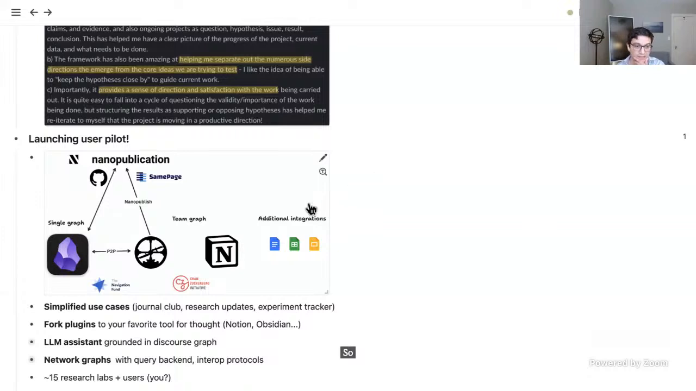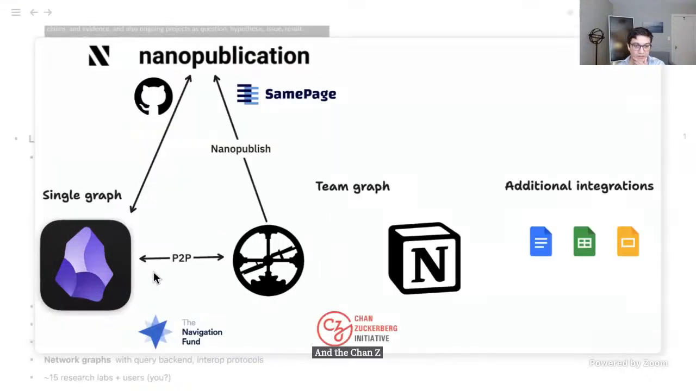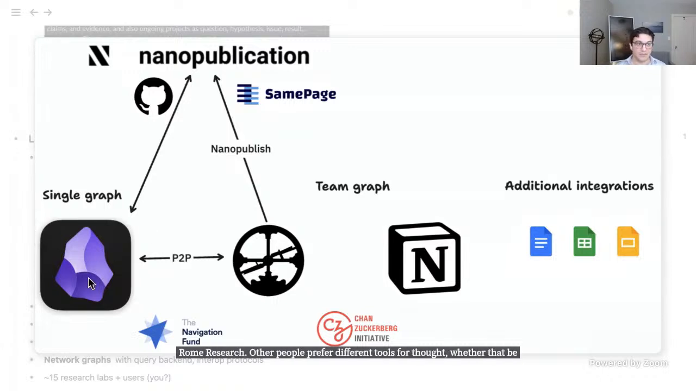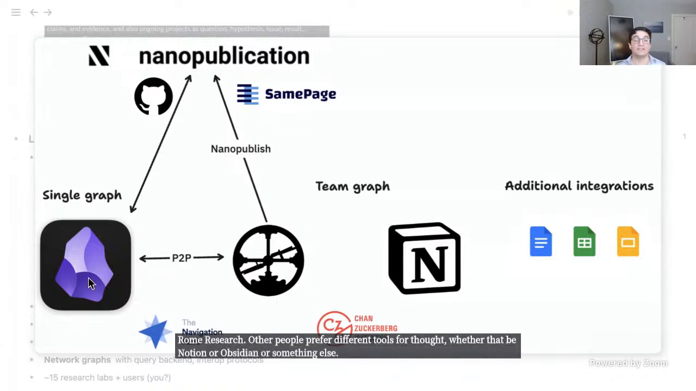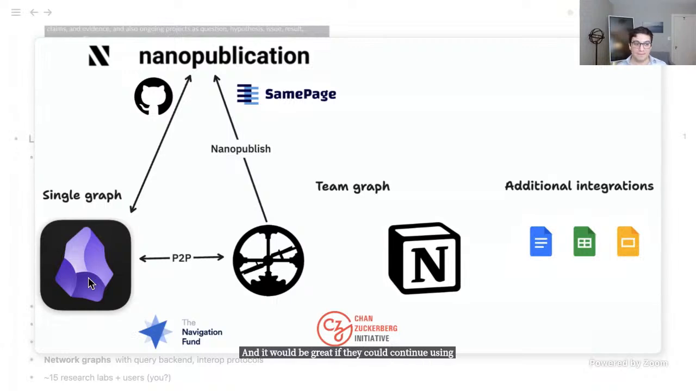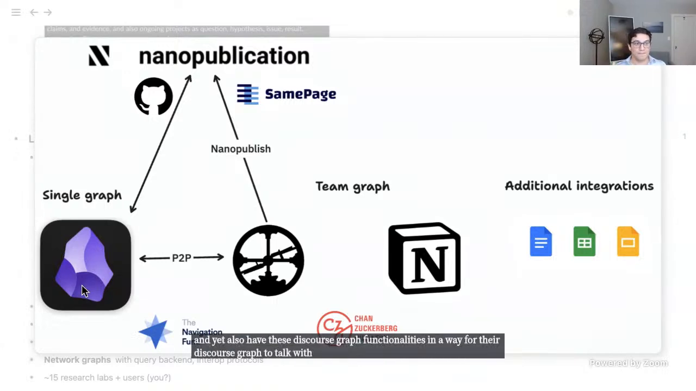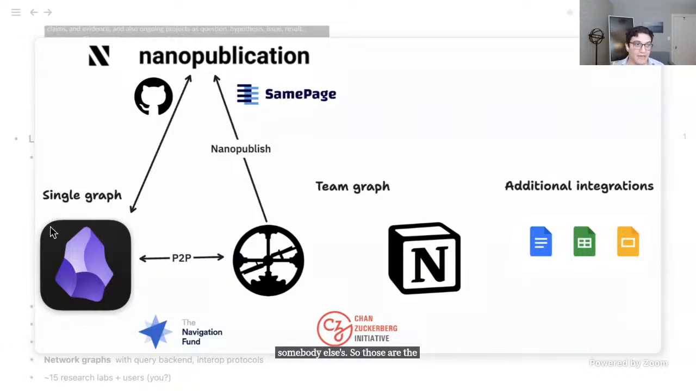So this user pilot is being funded by both the Navigation Fund and the Chan Zuckerberg Initiative. So if we have a functional plugin in Roam Research, other people prefer different tools for thought, whether that be Notion or Obsidian or something else. And it would be great if they could continue using their favorite note-taking app and yet also have these discourse graph functionalities and a way for their discourse graph to talk with somebody else's. So those are the functionalities that we're aiming to build into this discourse graph ecosystem over the coming years.